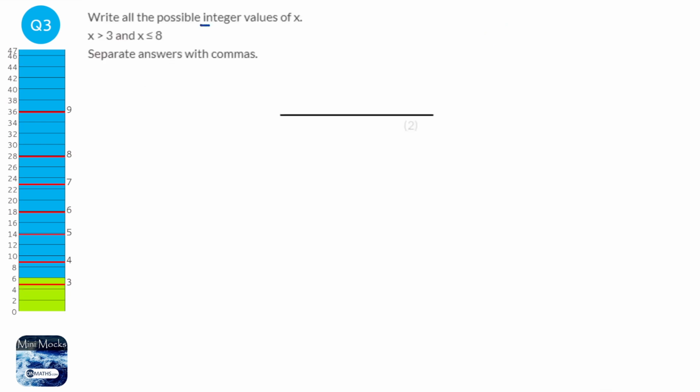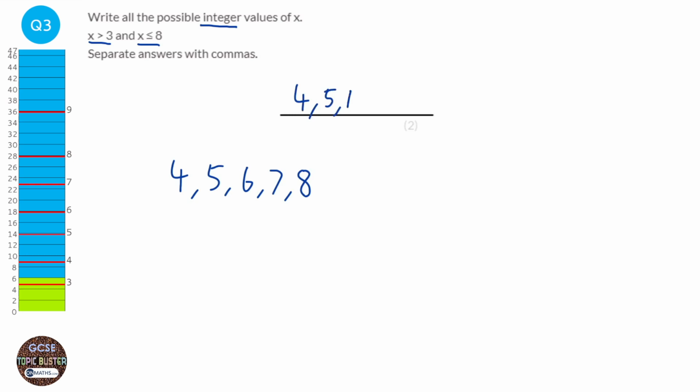Integer just means whole number, so we're looking for all the whole numbers that satisfy these two inequalities. Well, the first inequality says that it has to be greater than 3. So the smallest number that is greater than 3 is 4. The second inequality says it has to be less than or equal to 8. So I'm just going to keep going till I get to a number that is less than or equal to 8. It can't be 9 because 9 is not less than or equal to 8. So our answer is 4, 5, 6, 7, and 8.